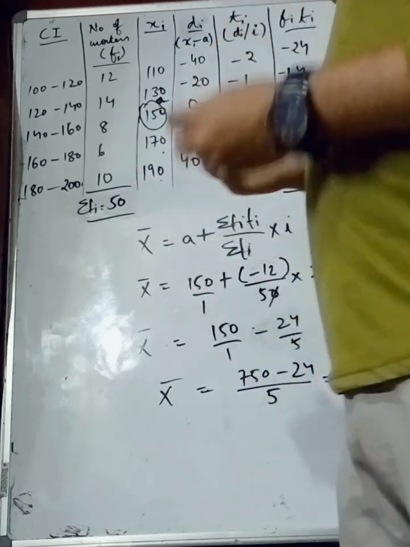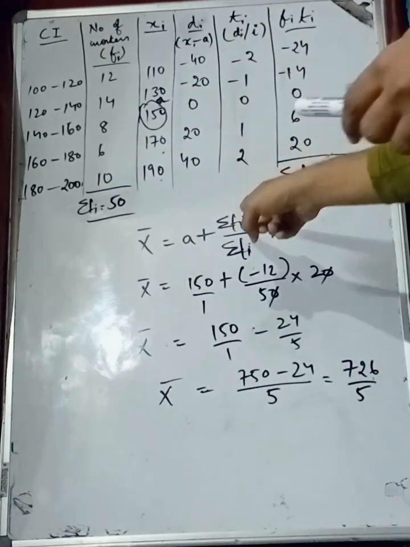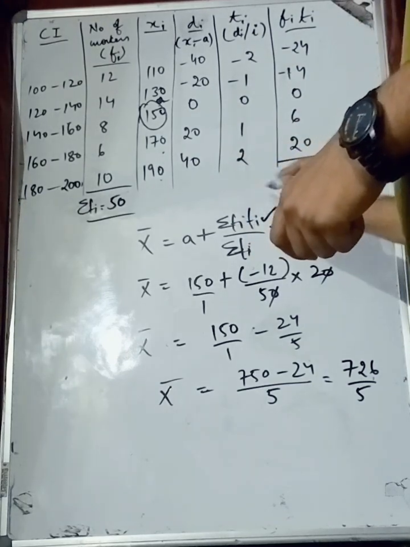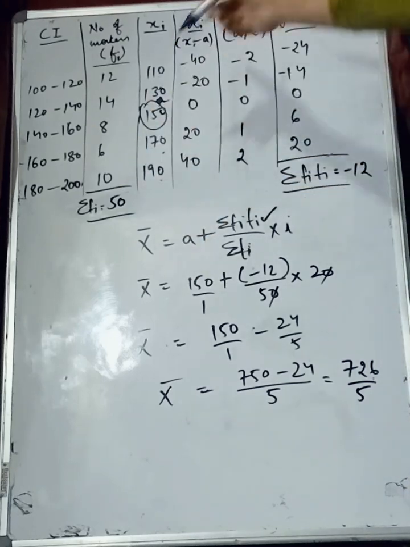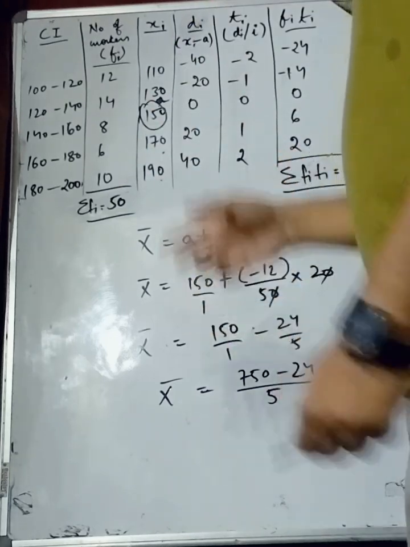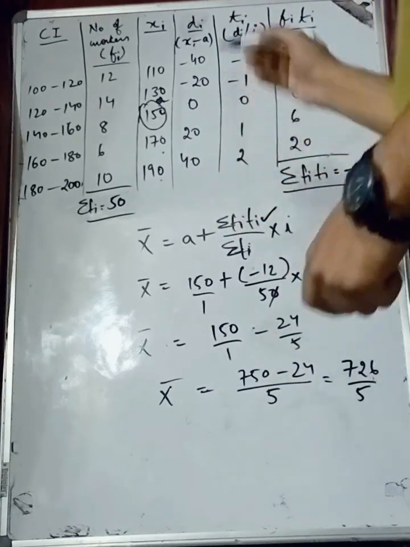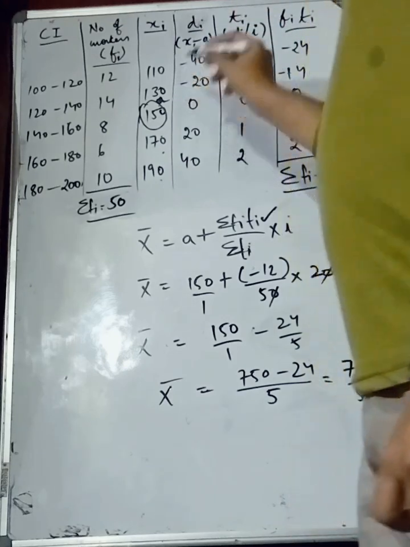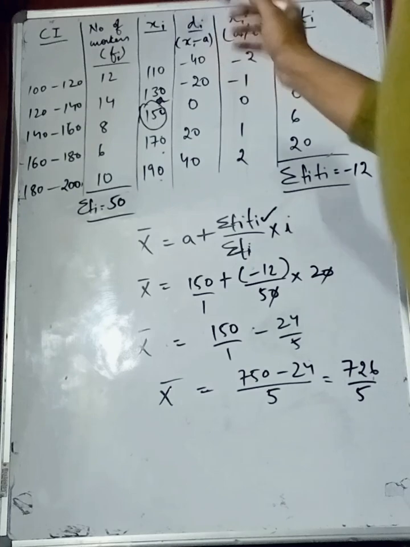Now, why are we calculating di? Because in the formula it is given summation fi ti. For ti we require d. So that's why we are calculating d over here. For calculating d, just subtract the value of the assumed mean from x. That is x minus a.